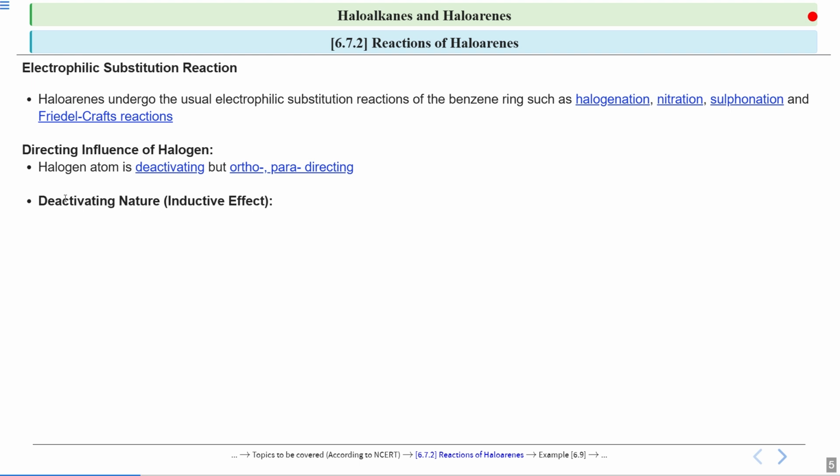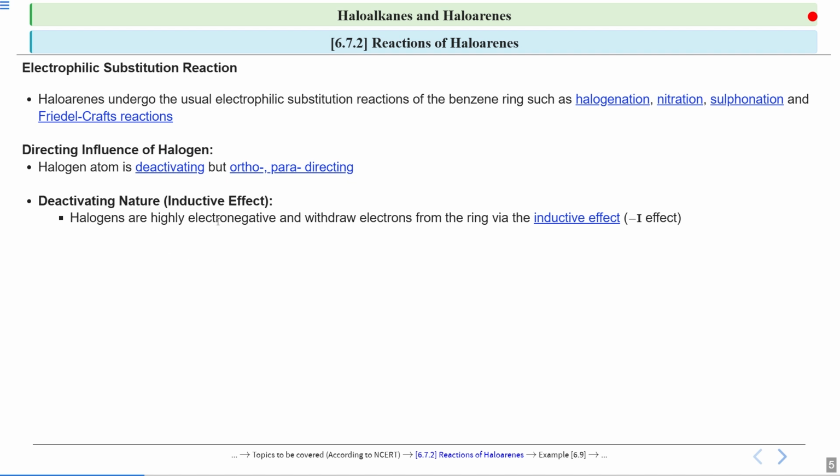Deactivating nature. Now its deactivating nature is due to the inductive effect, the attraction of the electrons or shifting of the electrons away from the rest of the chain or rest of the ring towards the sigma bond. So the deactivating nature is due to the inductive effect shown by halogens.